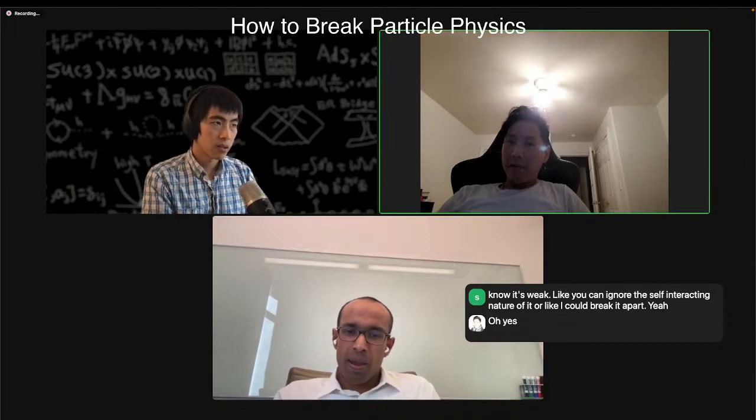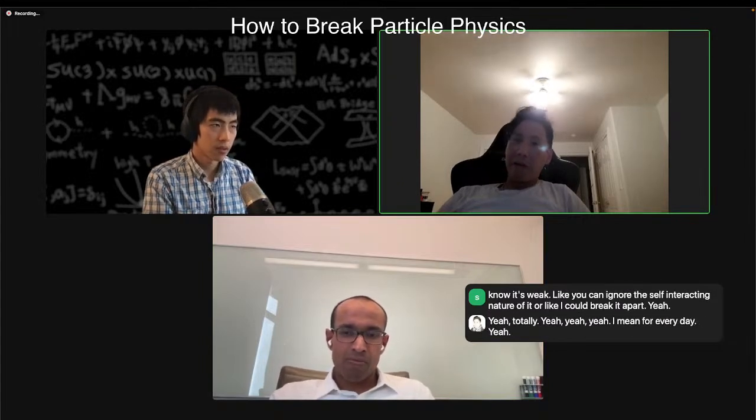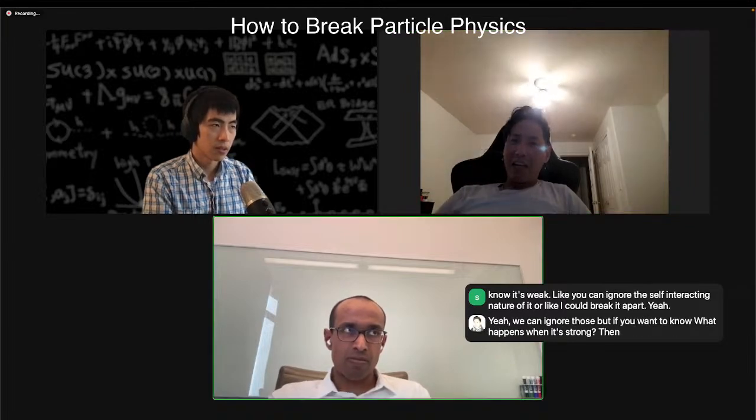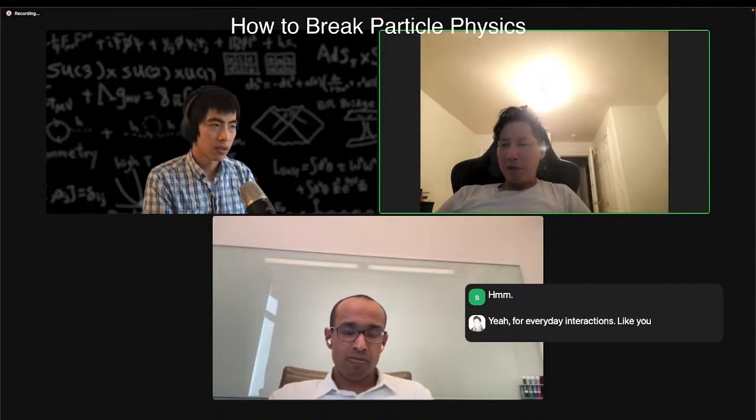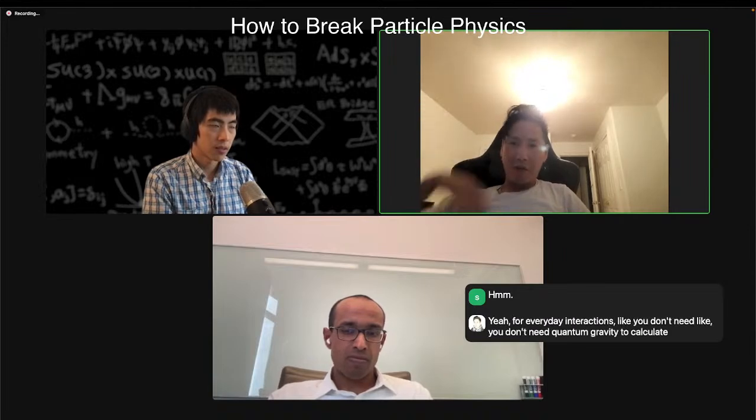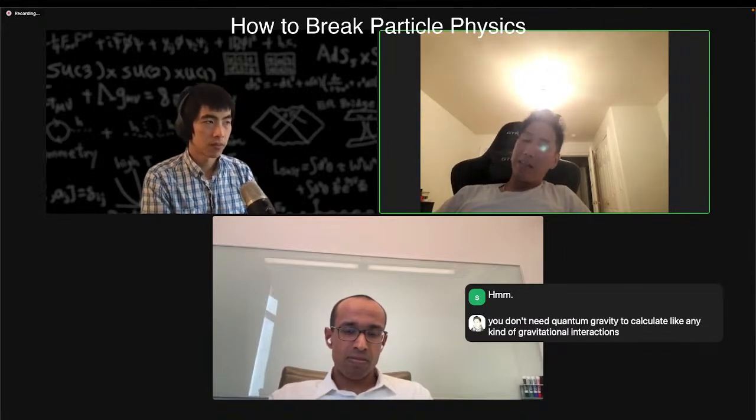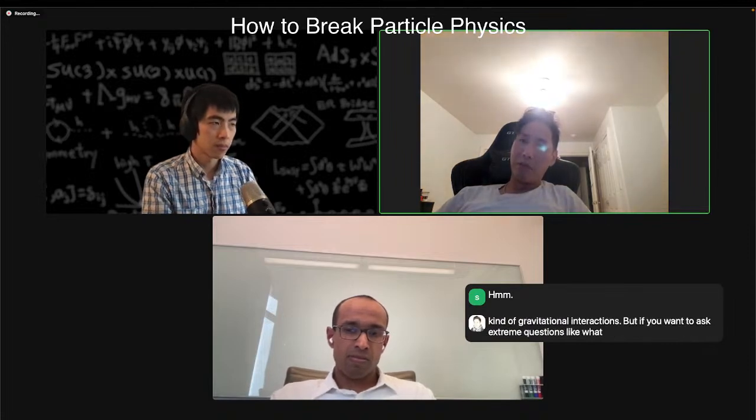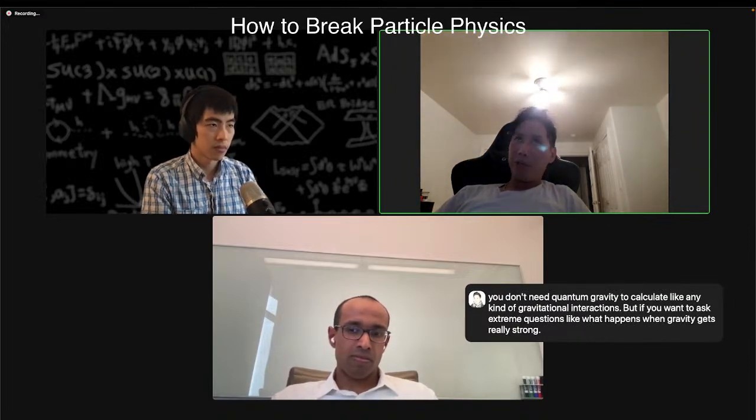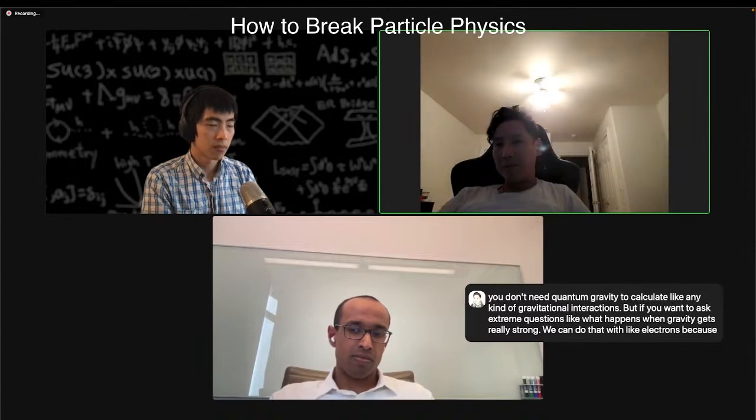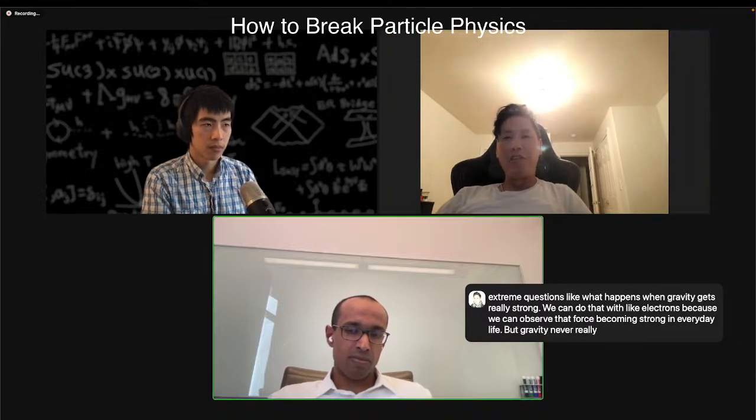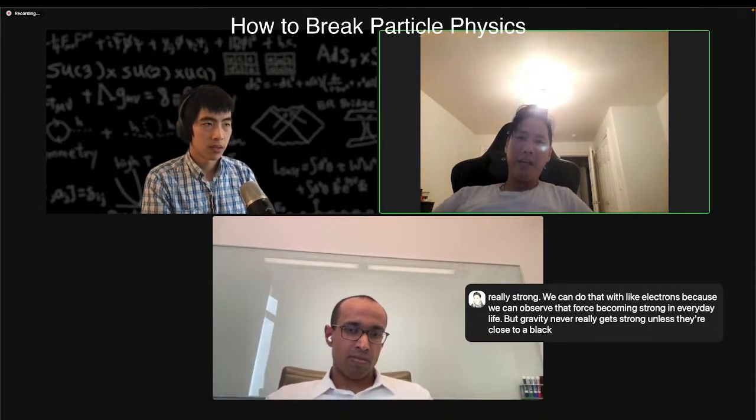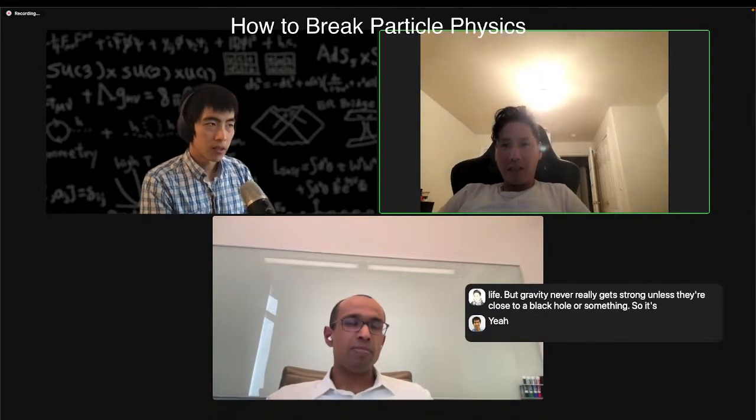Yeah, totally. For everyday interactions, we can ignore those. You don't need quantum gravity to calculate any kind of everyday gravitational interactions. But if you want to ask extreme questions, like what happens when gravity gets really strong, we can do that with electrons because we can observe that force becoming strong in everyday life. But gravity never really gets strong unless you're close to a black hole or something. So it's so far outside of our control.